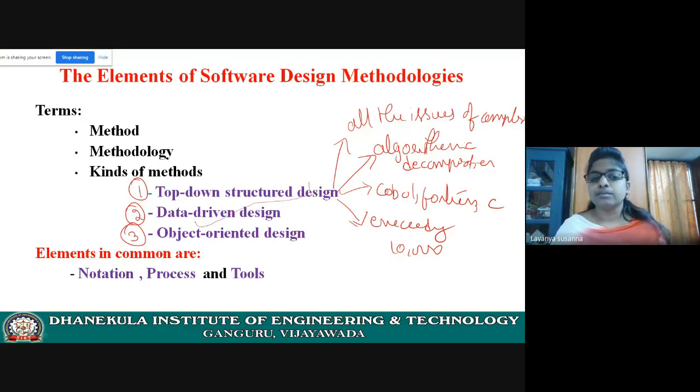Again, see here, top-down structure design uses algorithmic decomposition, where the problem is decomposed into several processes, and each process will follow some steps. The programming languages that follow this top-down structure design are COBOL, Fortran, and C.